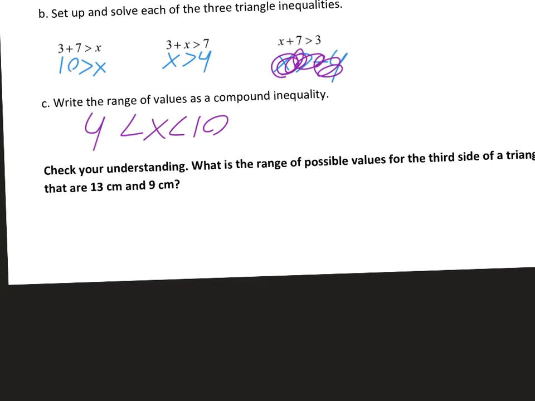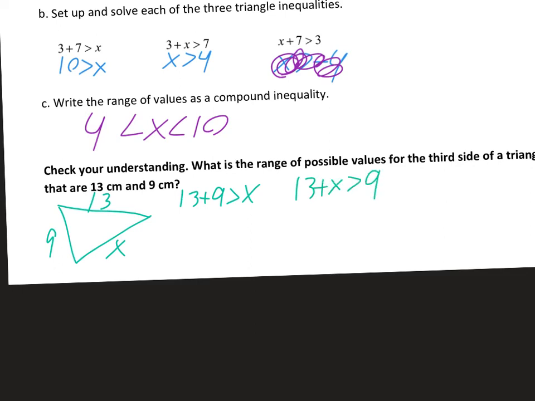Same sort of situation, except now we have our sides of 13 and 9. First things first, make our triangle. 9, 13. x for our unknown value. Set up our inequalities. 13 plus 9 is greater than x. 13 plus x is greater than 9. And x plus 9 is greater than 13.